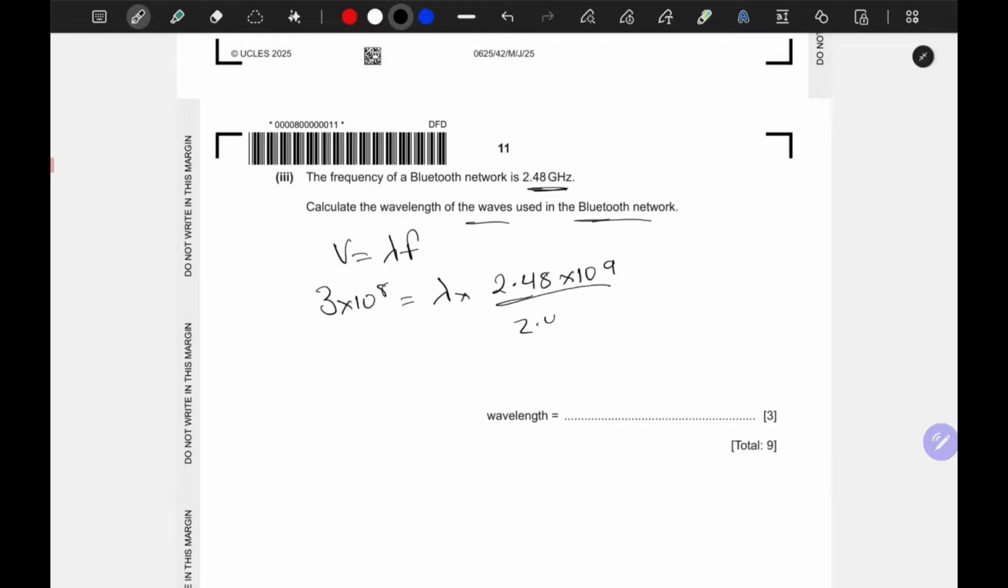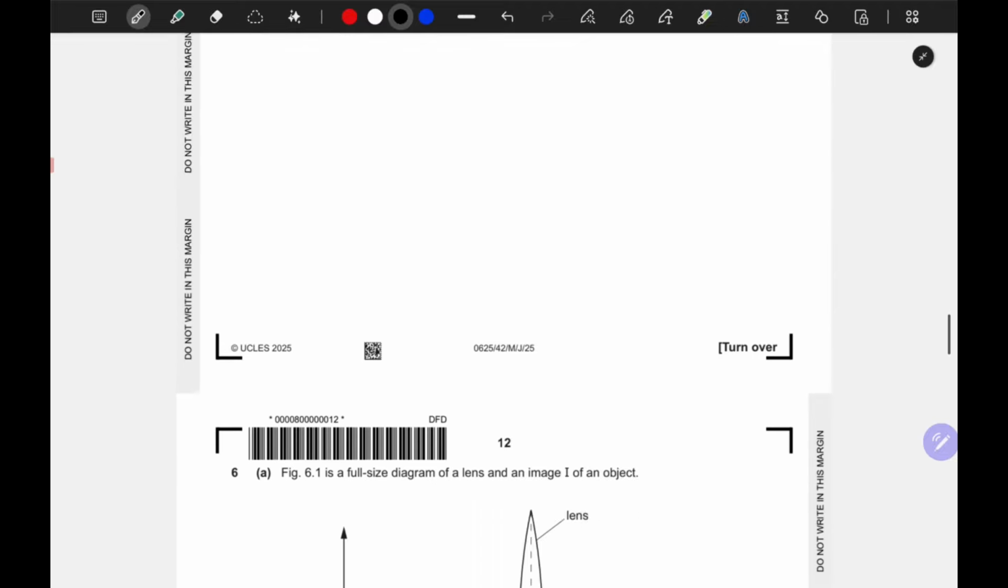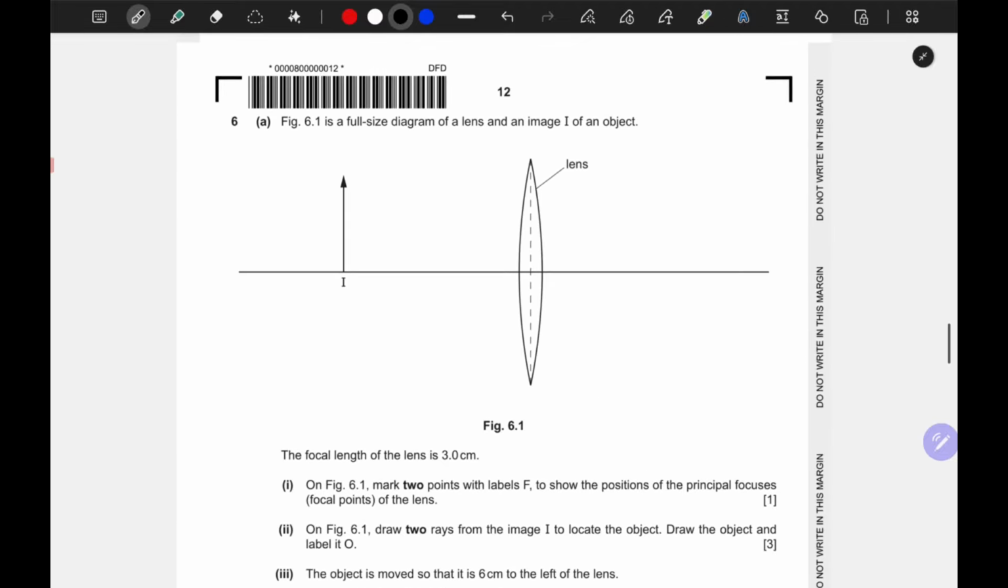So divide both sides by 2.48 times 10 to the power of 9. In this case, we get lambda equals 0.12 meters, of course. That's our wavelength. So make sure to convert the gigahertz into hertz.